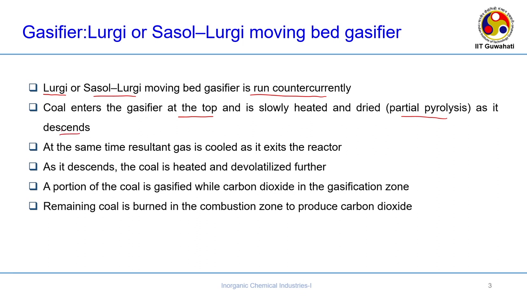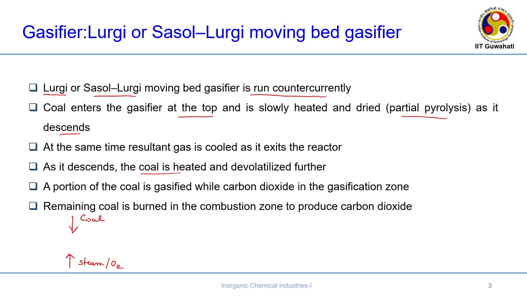So it is something like this: the coal is coming from the top and the steam is coming from the bottom. You need to provide the heat for the endothermic reaction with steam, so you provide oxygen as well. Steam and oxygen, or air, are sent from the bottom, and the coal from the top. So it is a counter current operation. Obviously when the coal comes from the top, it will be slowly heated because the temperature is provided from the bottom.